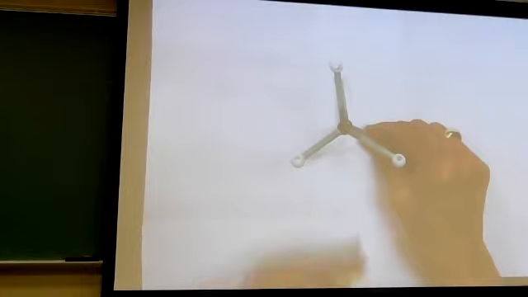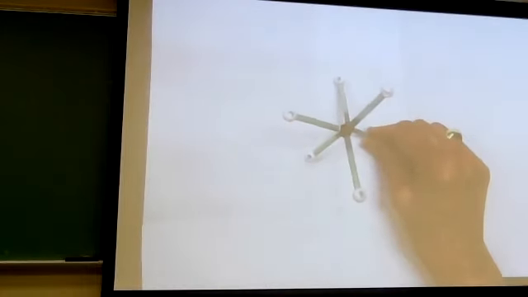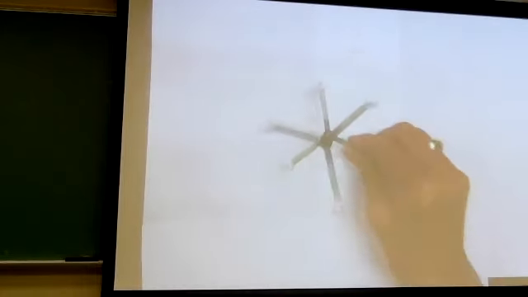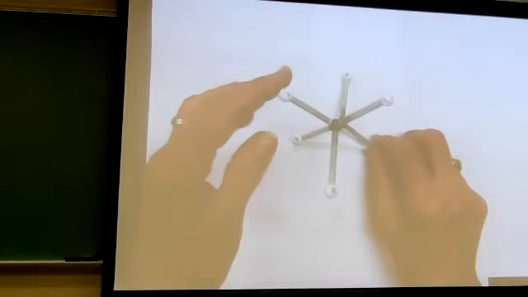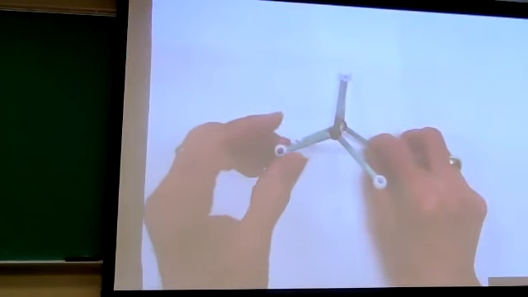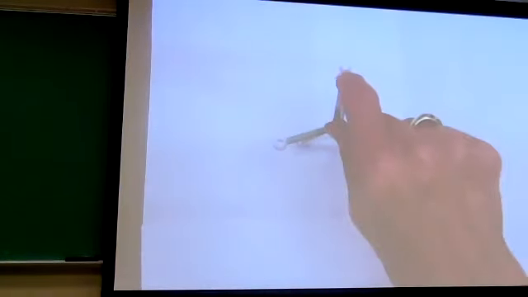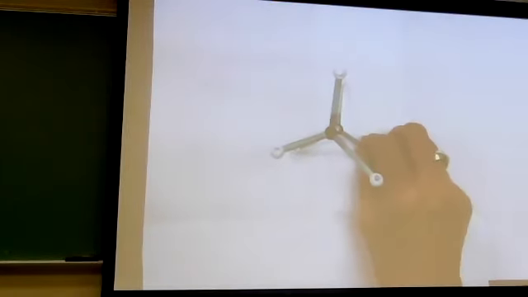And so there's eclipsed, here is staggered, and you can see. So the eclipsed form is going to be higher in energy because you have the electrons in the CH bonds repelling each other, and they are closest together in this conformer.